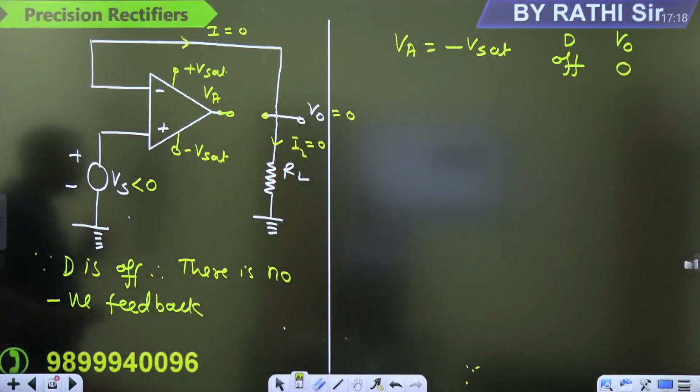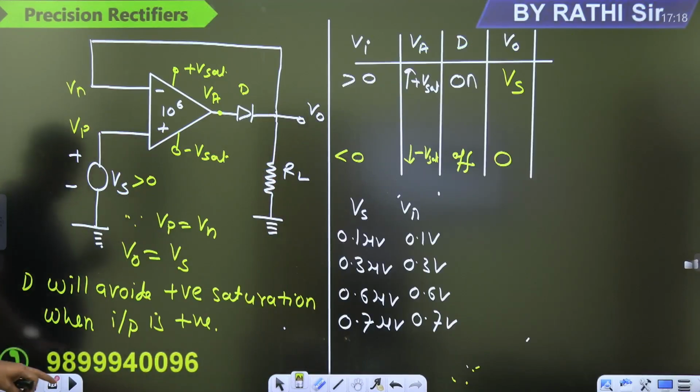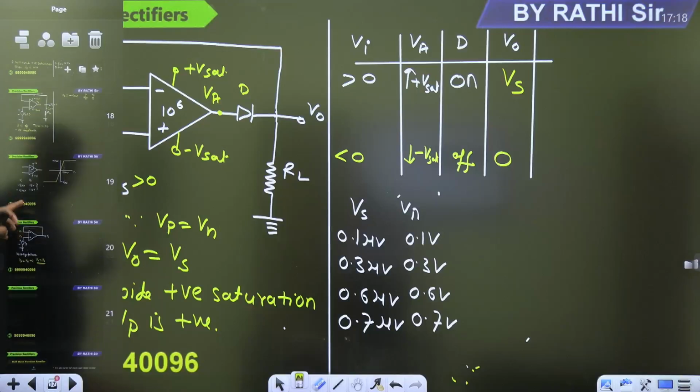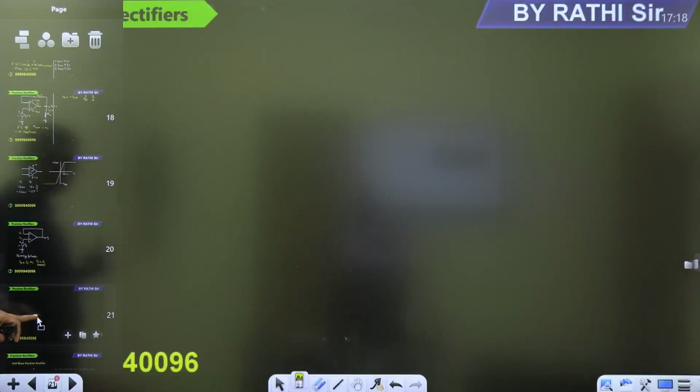Now, what is the waveform for this? What will be the waveform? Now watch this. What is the waveform here? One minute.